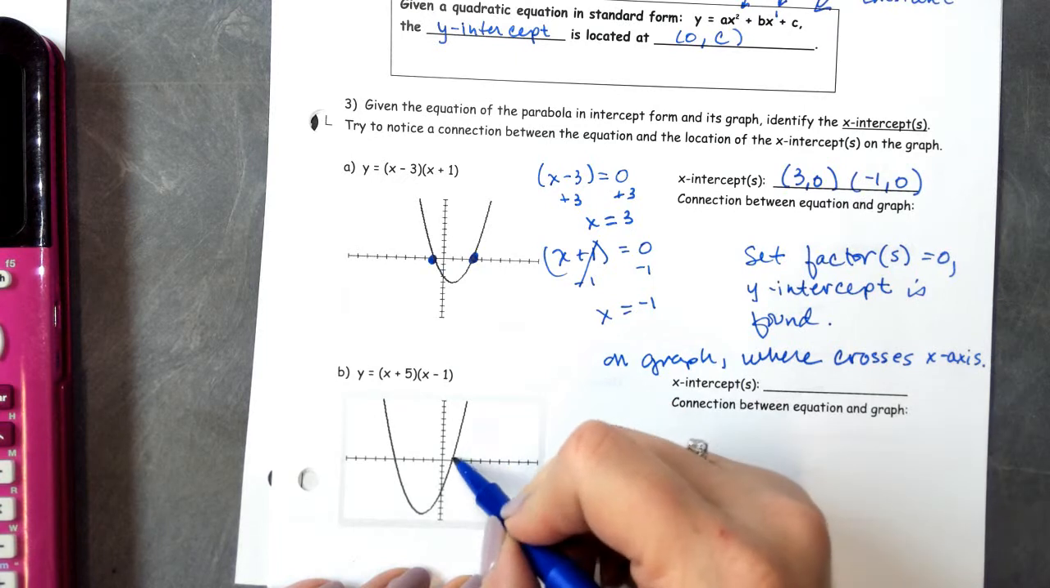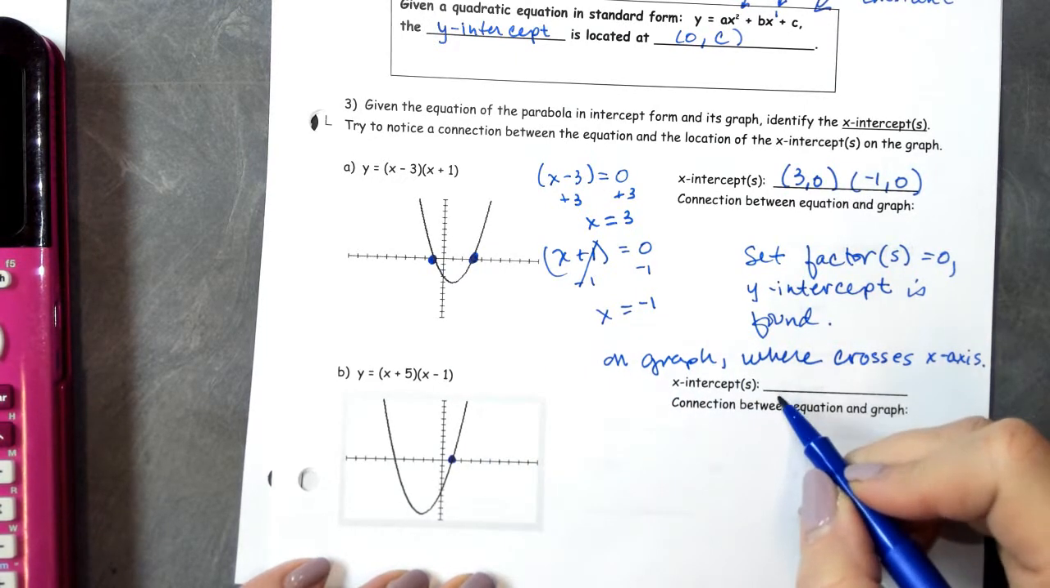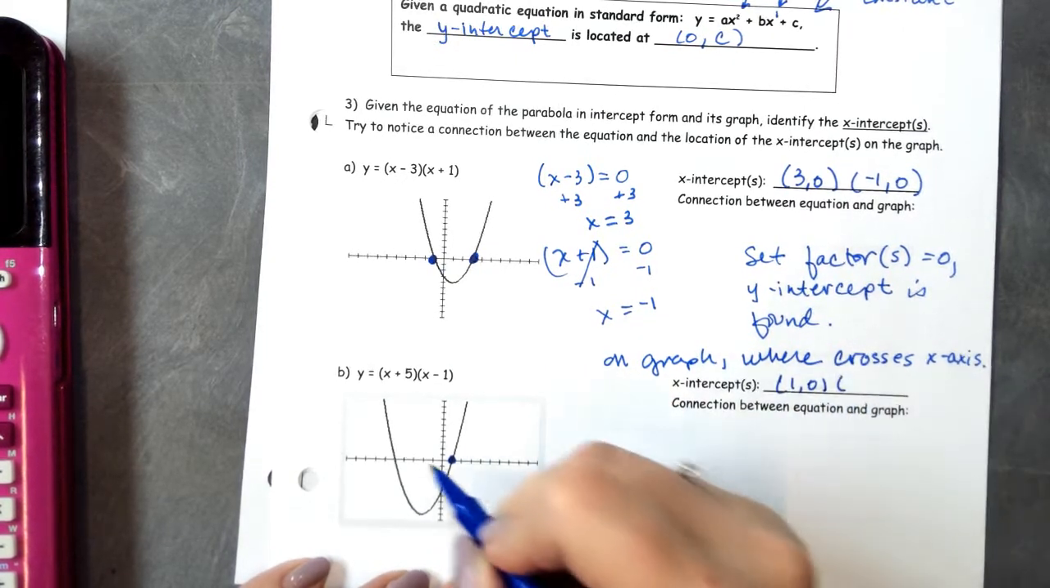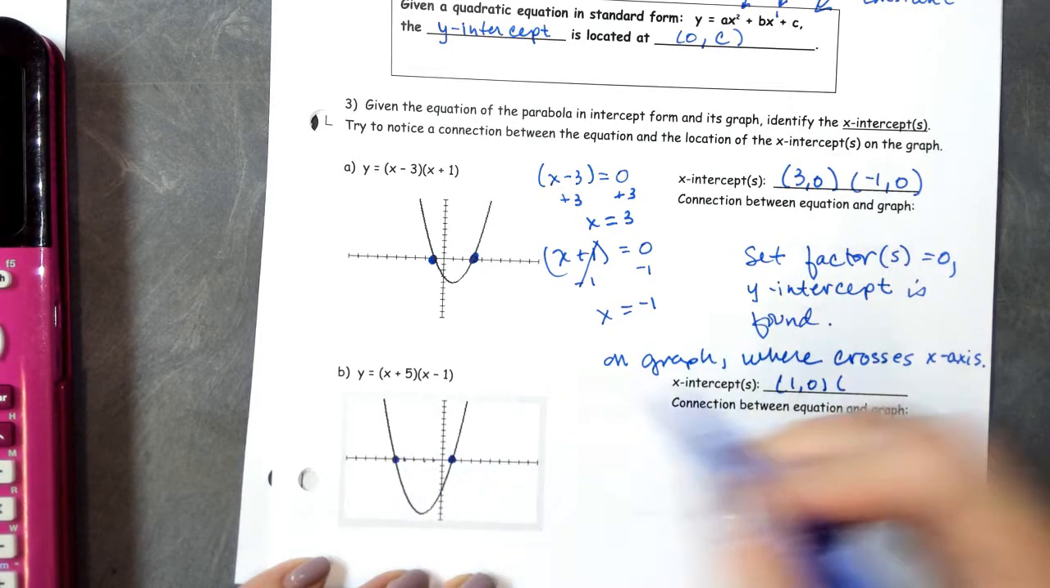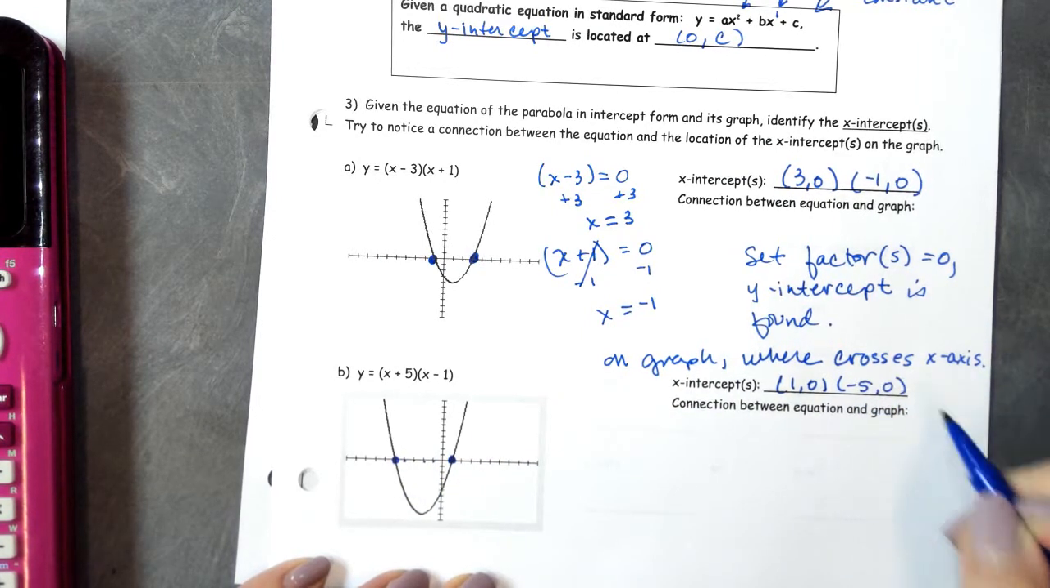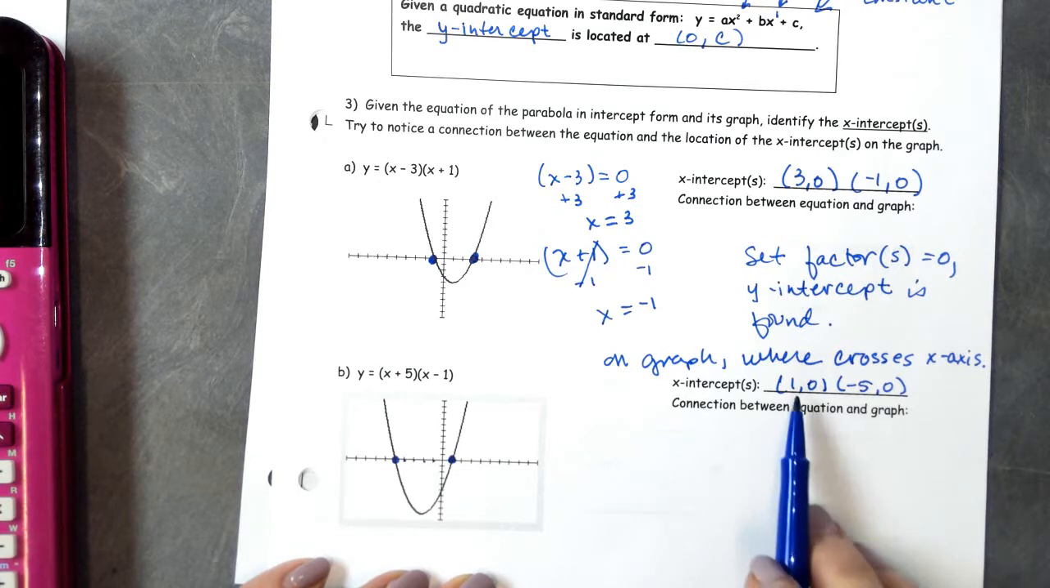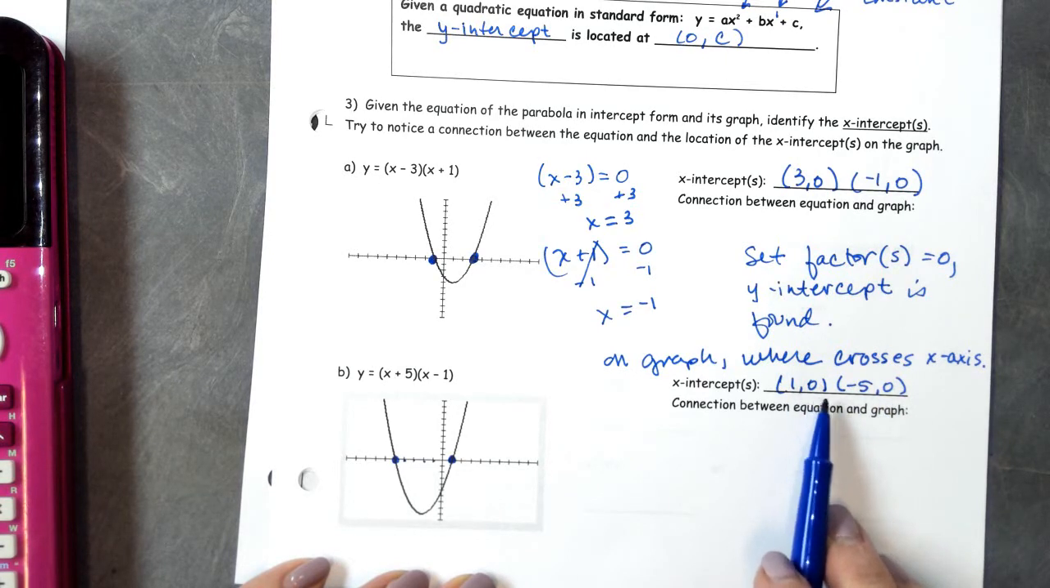So these x-intercepts are 1, 0, and 1, 2, 3, 4, negative 5, 0. So if you have it in intercept form, make it easy on yourself. But don't forget that the y is 0. Wherever the 0 lands is really important.